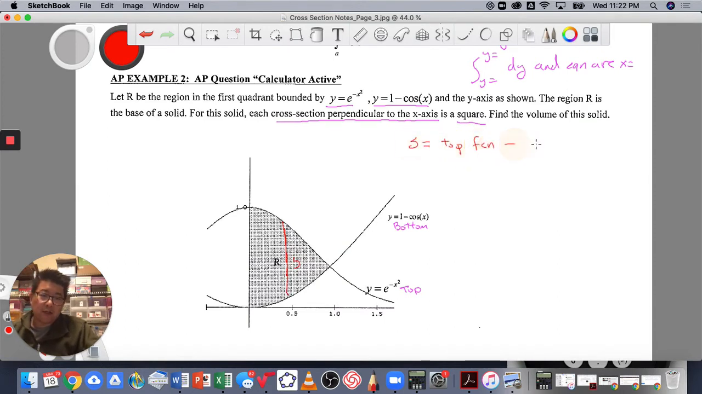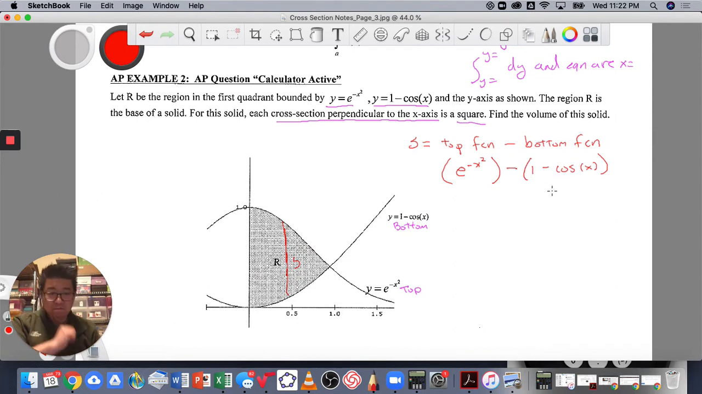function minus bottom function. And so in this particular case, it'll be e to the negative x squared, in parentheses, because there's a lot of negatives going on, so you really want to make sure that you use enough parentheses so you don't get confused if you have to distribute a negative. For example, you would have to distribute a negative here and to here, which a lot of people forget. Okay, so there's your S.